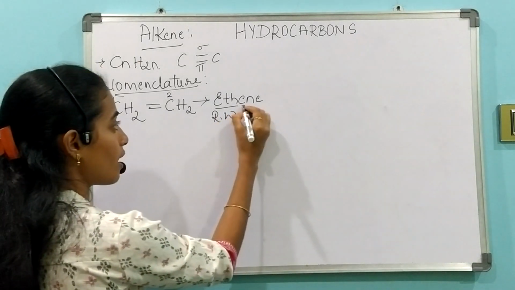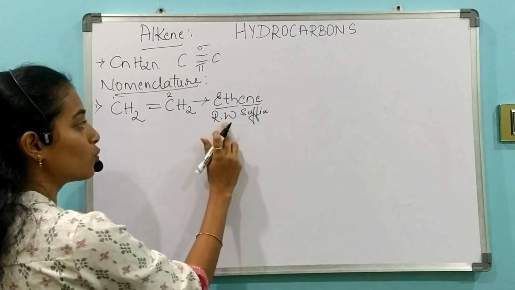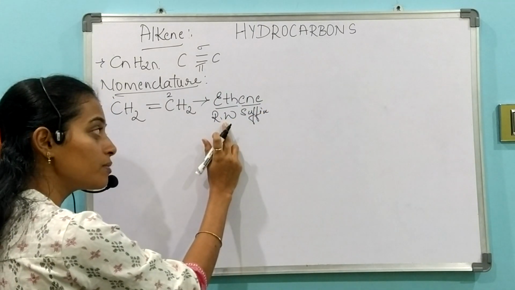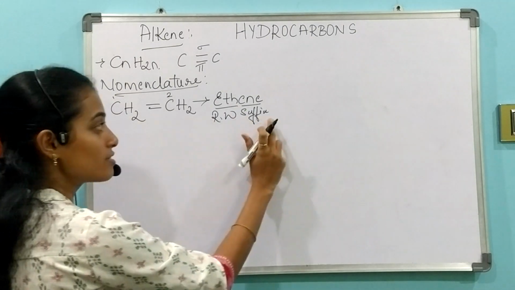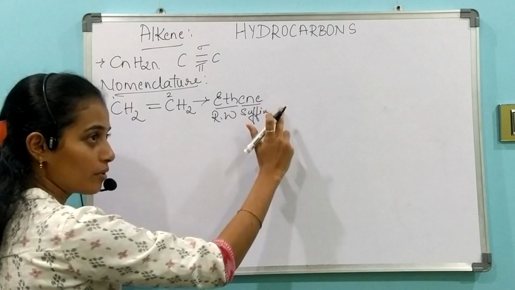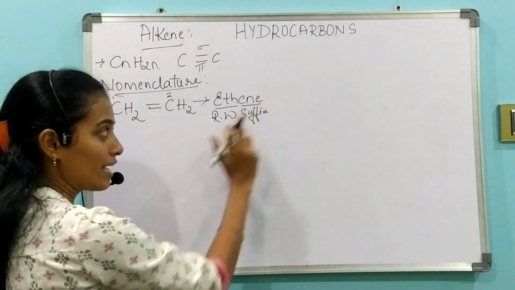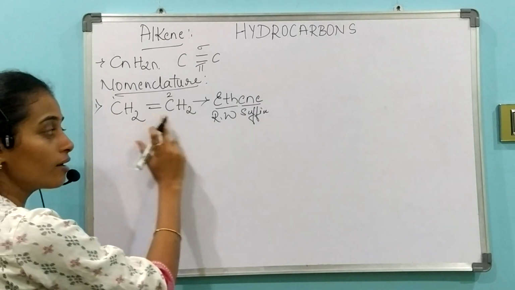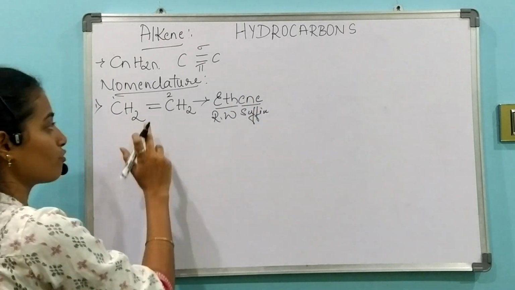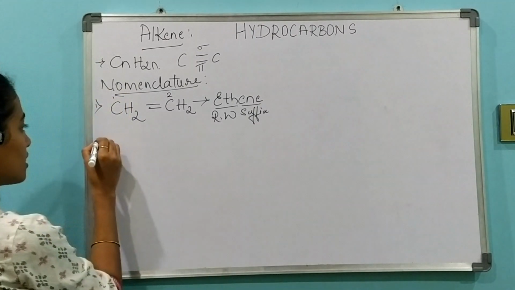This is the root word and this is a suffix used. Root word depends on the number of carbons present in the straight chain. Suffix depends on whether we have single bond or double bond or triple bond. If you have single bond, you will use ane. If you have double bond, suffix will be ene. If you have triple bond, suffix will be yne. Okay? Go for the second example.